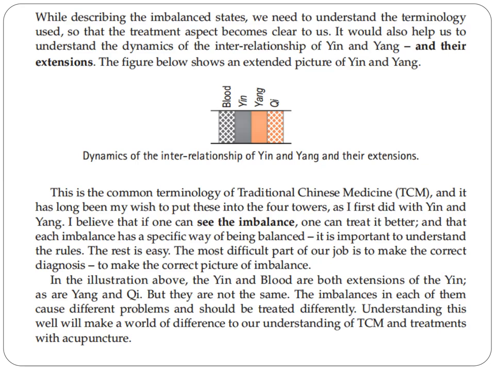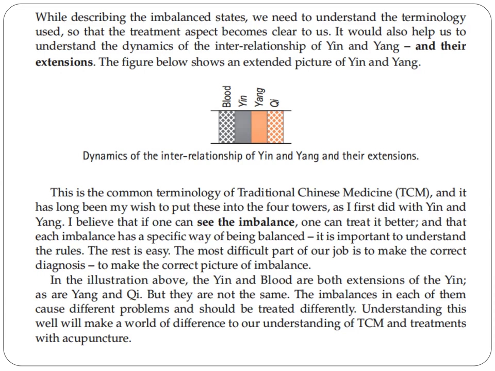First, we have the blood, the yin, the yang, and qi. This is the common terminology in traditional Chinese medicine, and it has long been my wish, says the author, to put this into 4 towers as I first did with yin and yang. I believe that if one can see the imbalance, one can treat it better, and that each imbalance has a specific way of being balanced. It is important to understand the rules.